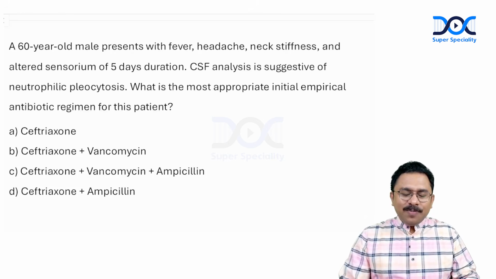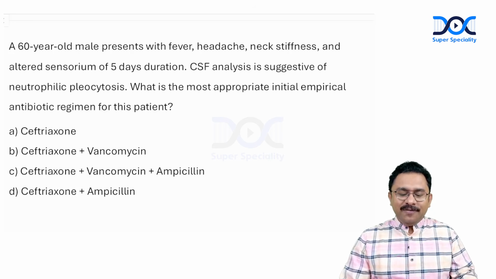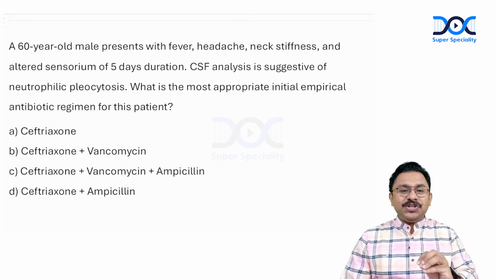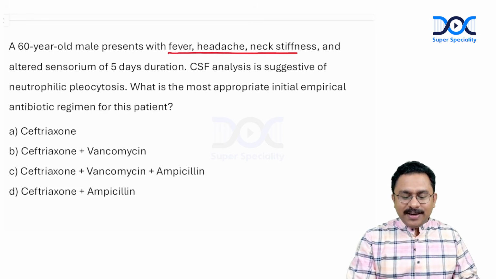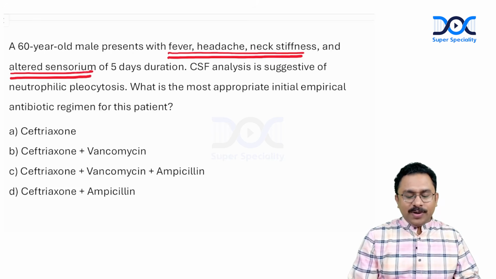A 60-year-old male presents with fever, headache, and neck stiffness, along with altered sensorium of 5 days duration. CSF analysis is suggestive of neutrophilic pleocytosis. What is the most appropriate initial antibiotic regimen for this patient? So the classic triad of meningitis is here: fever, headache, and neck stiffness. And this looks slightly complicated as the patient is also having altered sensorium.